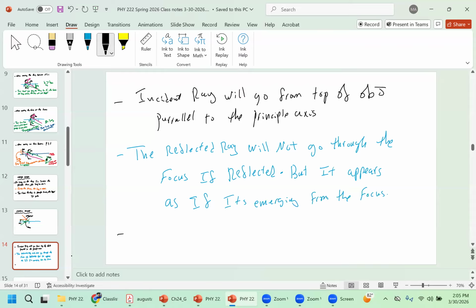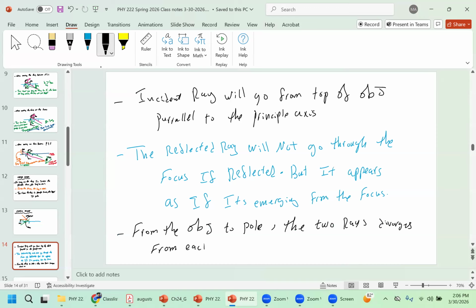Okay. Now from the object to the pole, the two rays, your incident and your reflected, diverge from each other, which means, actually, let me put the word diverges over here. I want to use it.